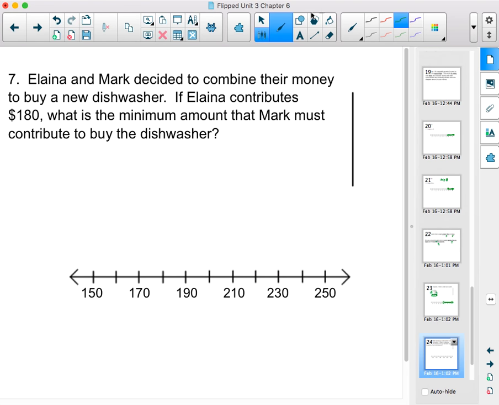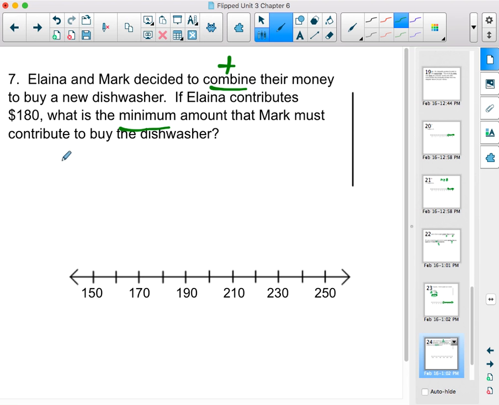Last one I want to look at with you, this is number 7. Now we're talking about a word problem. It says, Elena and Mark decided to combine their money. Combine is an addition word. They're going to combine their money to buy a new dishwasher. If Elena contributes $180, what is the minimum amount that Mark must contribute to buy the dishwasher?